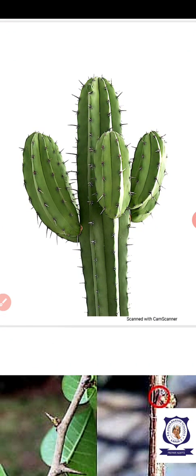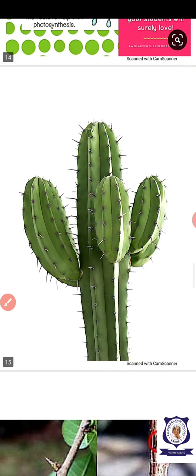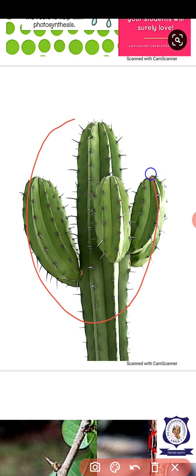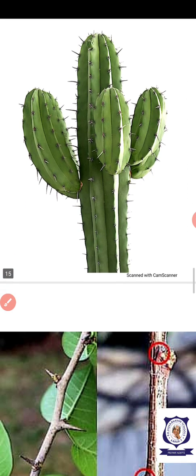Okay, now you see, this is the cactus plant. It is having the chlorophyll. So what is it doing? It is doing the stem function and also the leaf-like function, that is the photosynthetic function also it is doing.